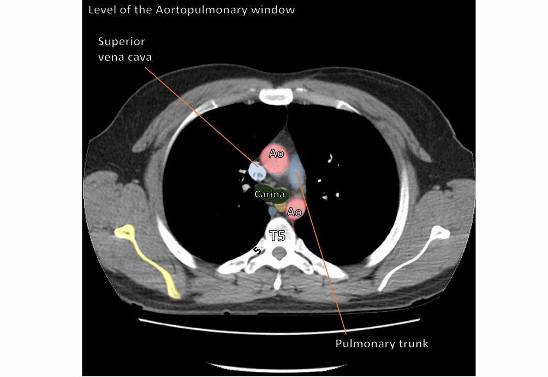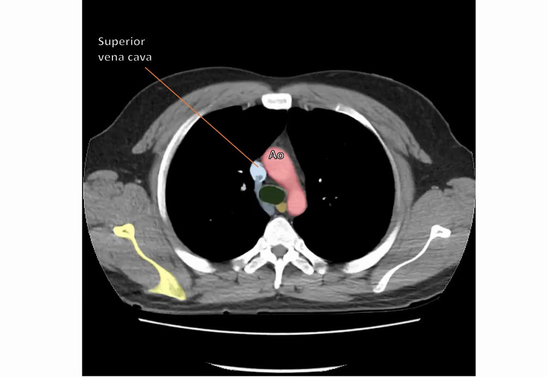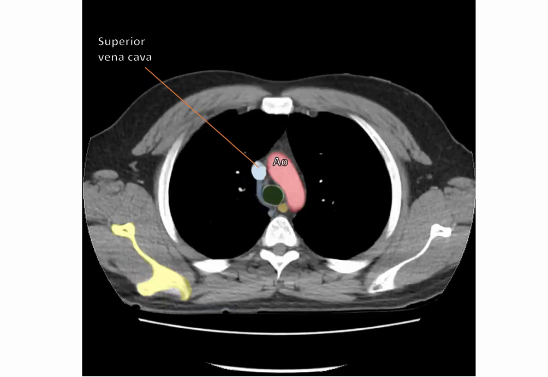And this is why, as we move superiorly, we can see the two profiles of the aorta joining to form a single profile at the aortic arch level. Also at this level, we can see the azygos vein joining the superior vena cava here.